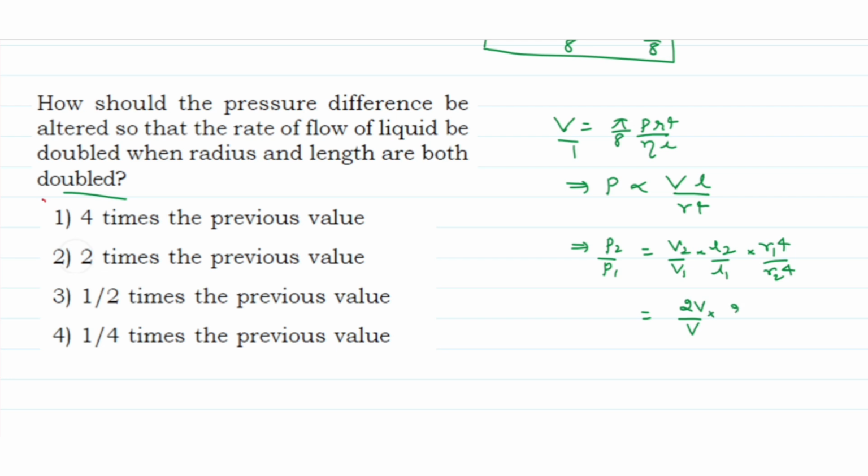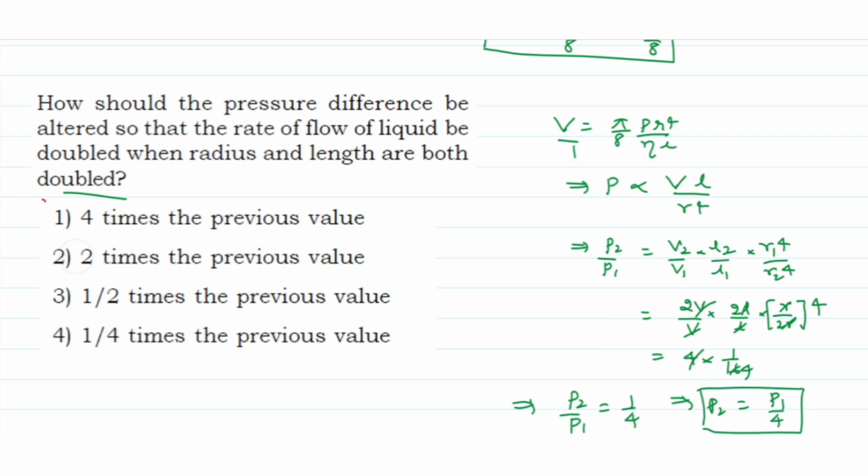Length is also doubled, 2L by L, into R1 by R2. So here you can take R by 2R whole power 4. R gets cancelled, L gets cancelled, V gets cancelled. Then you are getting 4 by 16. This 2 into 2 is 4, and 1 by 2 power 4 is 1 by 16. So it becomes 1 by 4. That means P2 by P1 will be 1 by 4, and P2 is nothing but P1 by 4. So the final pressure will be 1 by 4 times the previous value.